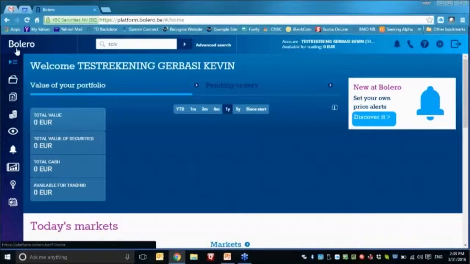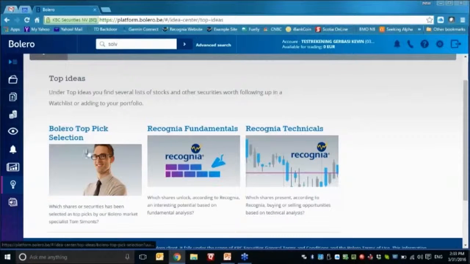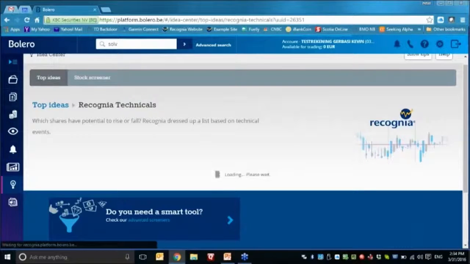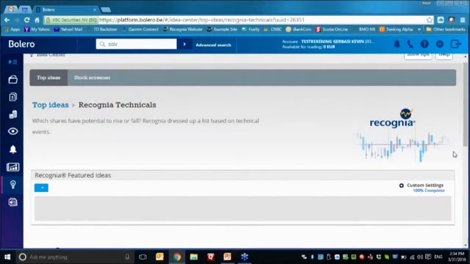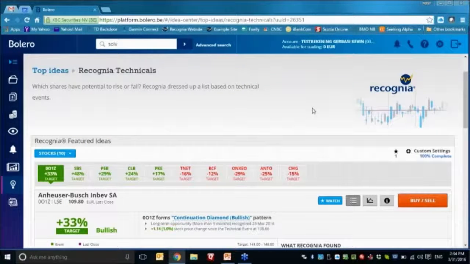To get some new trade ideas, I'm going to come down here to the Ideas Center, and we'll click the Ideas Center. I have several different ways of getting ideas here. I have some hand-picked stock selections from Bolero's stock picker. I have some Recognia fundamentally based stock ideas, and I have some that are based on technical ideas. Today, based on the theme of our webinar, I'm going to pick the technical ideas. What I'm going to bring up here is something we call the featured ideas. These are some ideas provided by Recognia based on the principles of technical analysis.